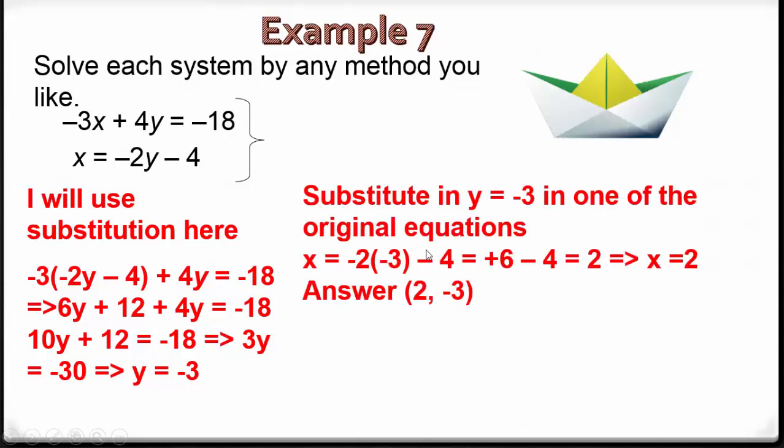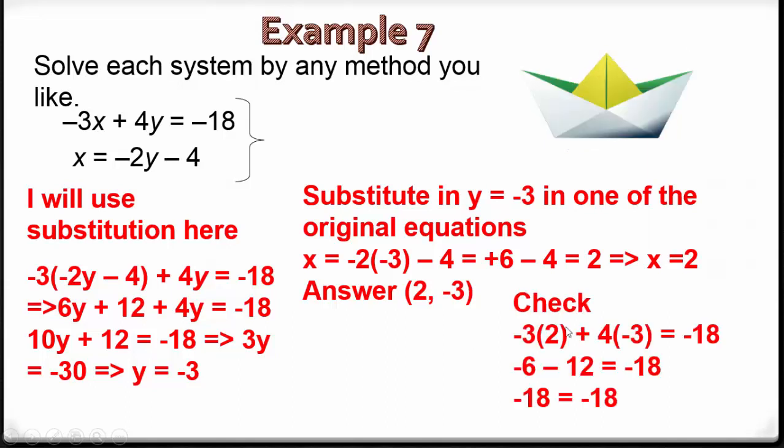I substitute in negative 3 in one of the original equations, and in this case I will substitute it into the second equation to get x. So I substitute in negative 3 where I see y, and I solve and find x is equal to 2. So my coordinate, or my ordered pair, or my point is 2, negative 3.